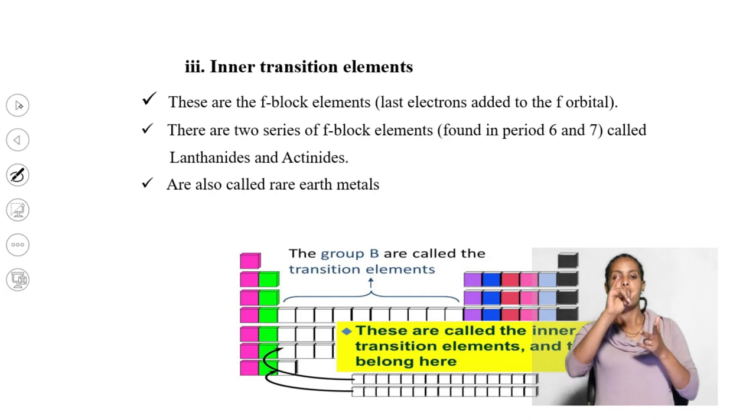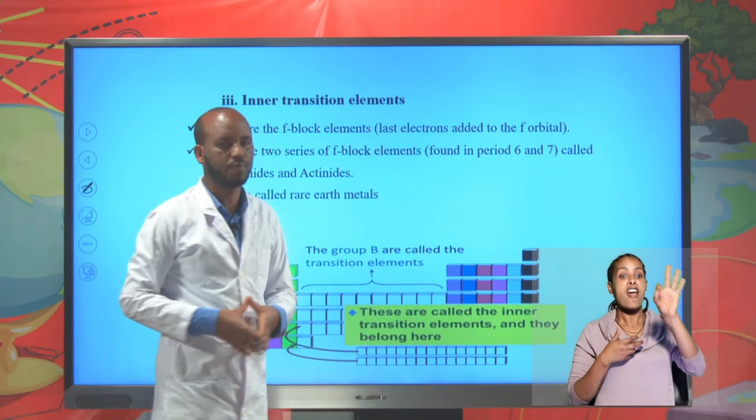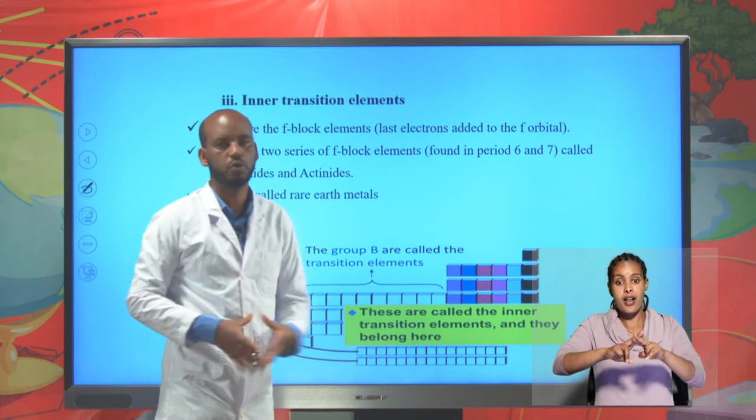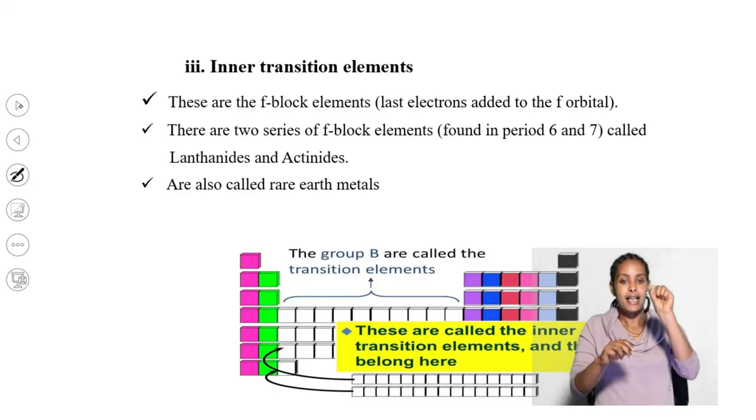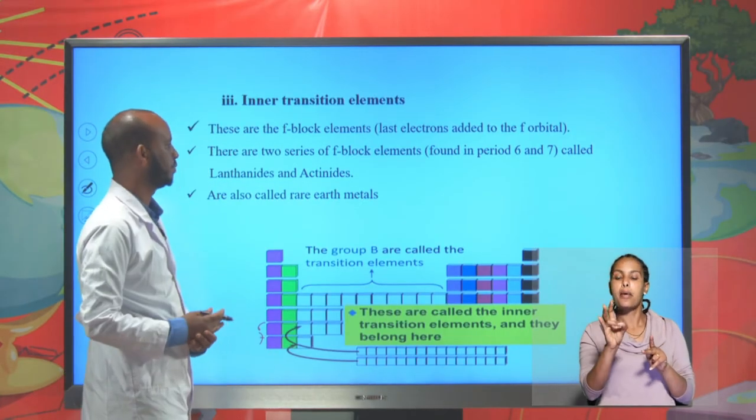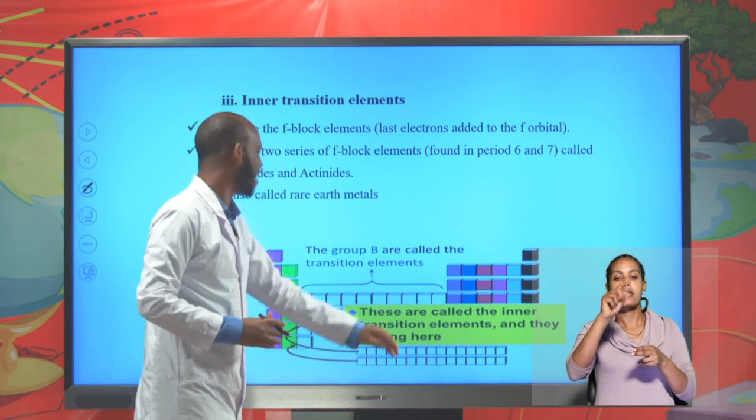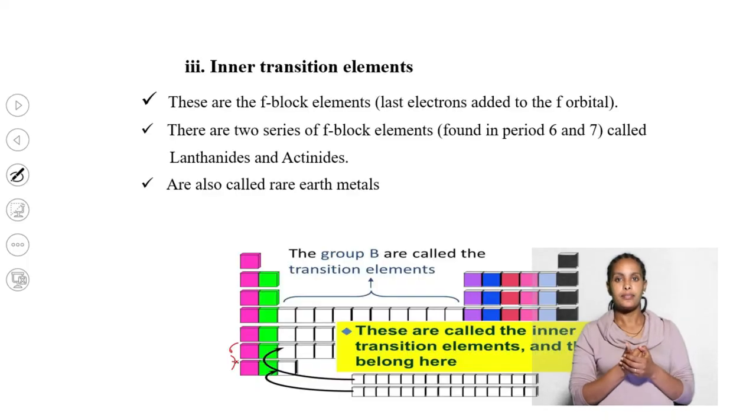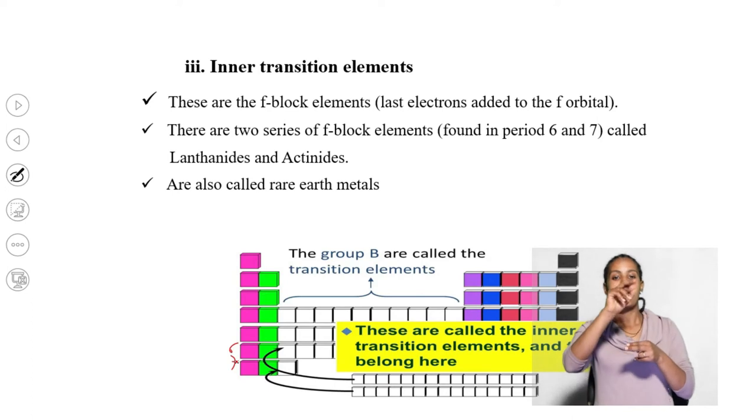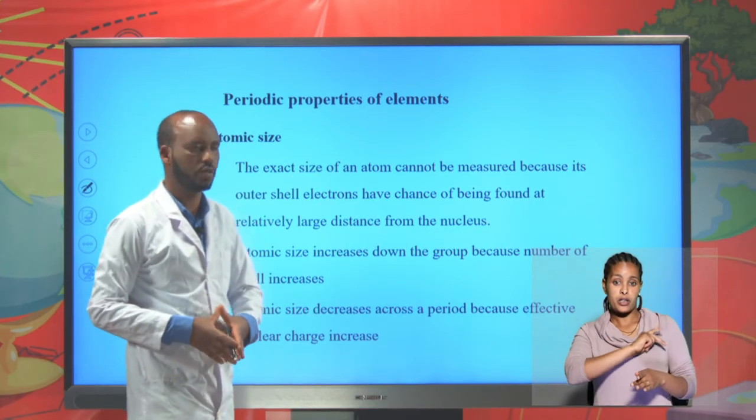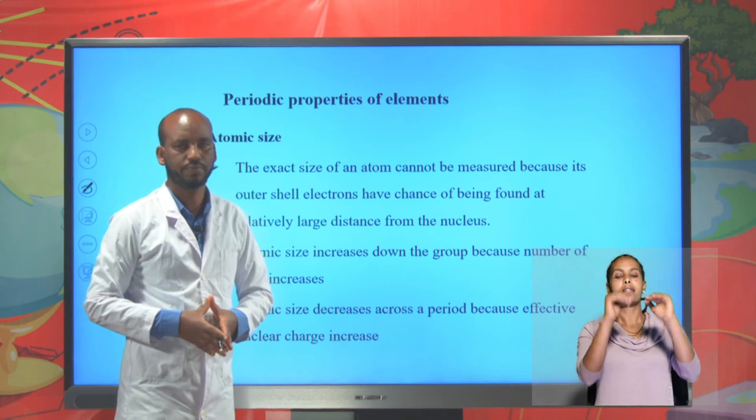Inner transition elements. These are the f block elements. Why are they called f block elements? Because their last electrons fall onto the f subshell, the f orbital. There are two series of f blocks, found in periods 6 and 7, called lanthanides and actinides. They are also called rare earth metals. Periodic properties of elements. Number one, atomic size.